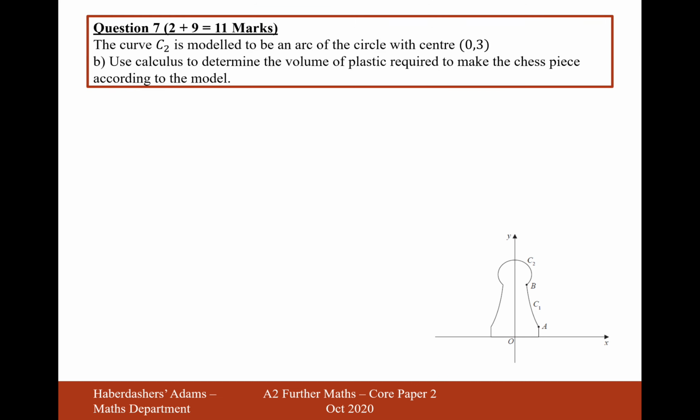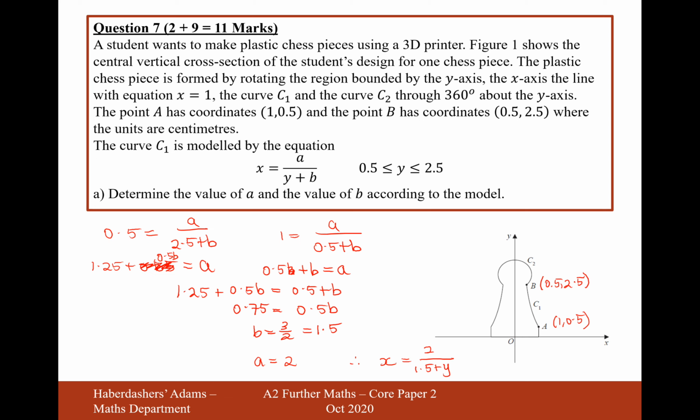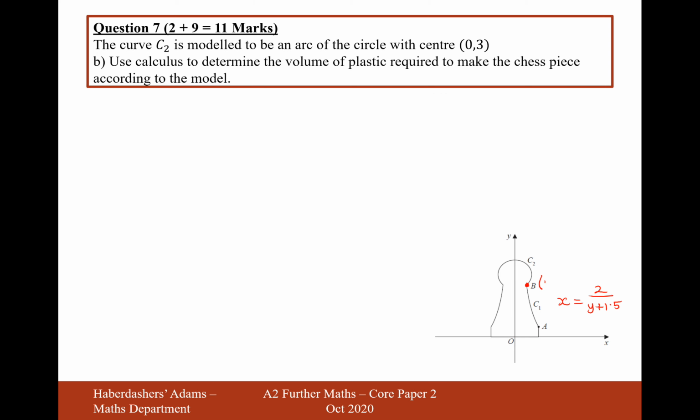Okay, so now moving on to part b, just a reminder that curve C1 is x equals 2 over y plus 1.5. So that's that section there, and the coordinates are, I've forgotten what the coordinates are, 0.5, 2.5, and A is coordinate 1, 0.5. So that's 2.5 in there. Yeah, that's right.